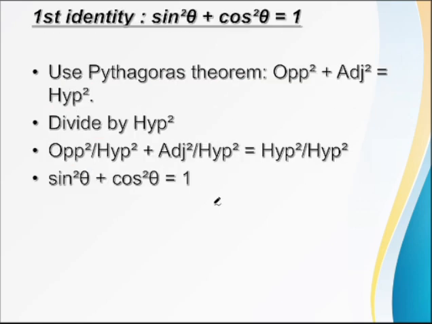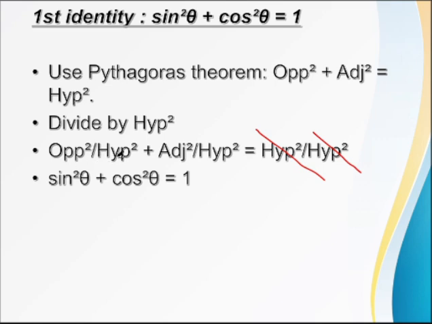For deriving the first identity, we have to use Pythagoras theorem, which states that opposite square plus adjacent square equals hypotenuse square. Now we have to divide by hypotenuse square. So we get opposite square by hypotenuse square plus adjacent square by hypotenuse square equals hypotenuse square by hypotenuse square. So hypotenuse square and hypotenuse square will cancel out.